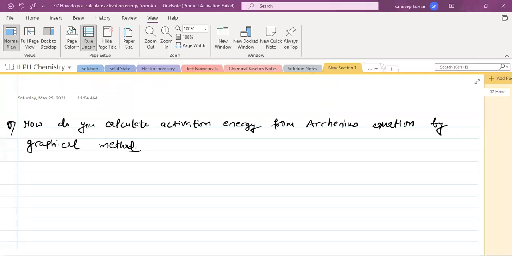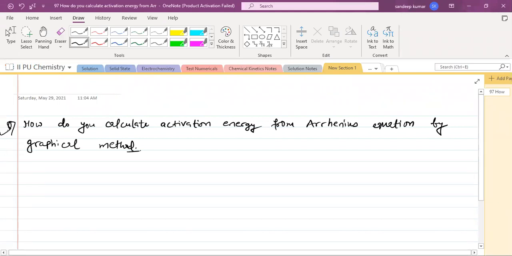Here you can see the question: how do you calculate the activation energy from the Arrhenius equation by the graphical method? These questions may be asked for 2 to 3 marks. So we'll see the solution.